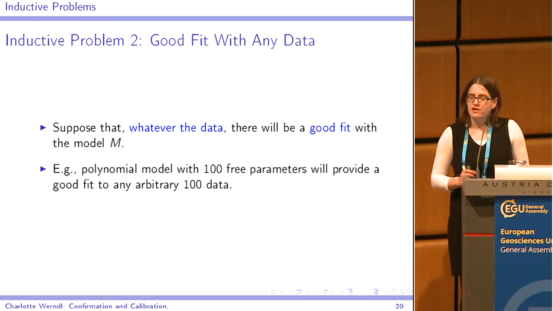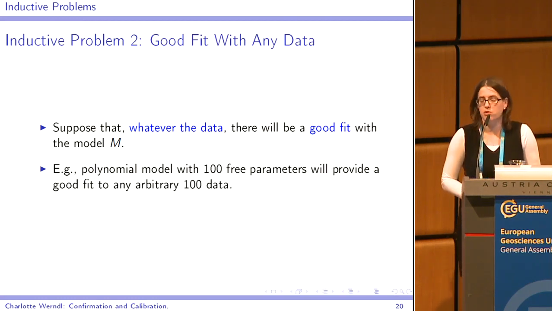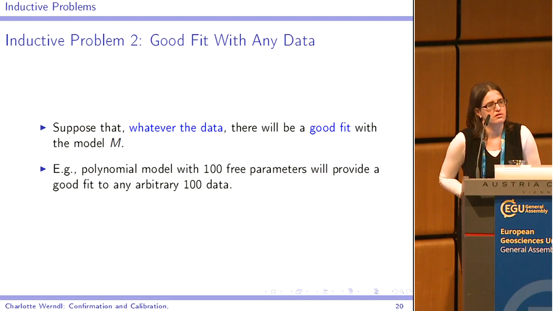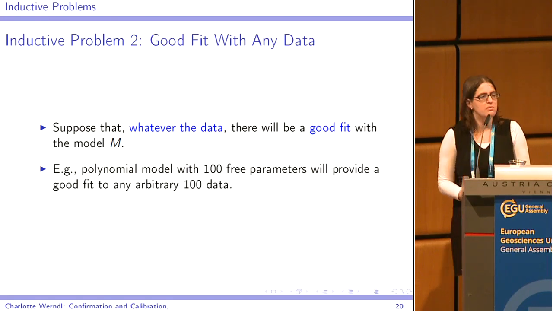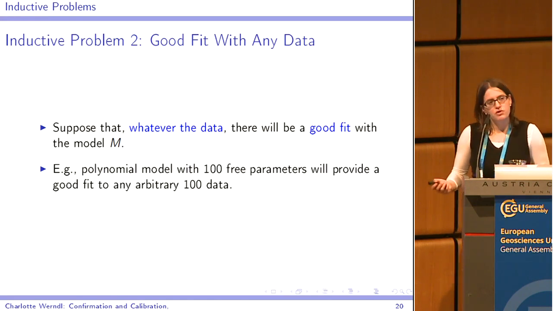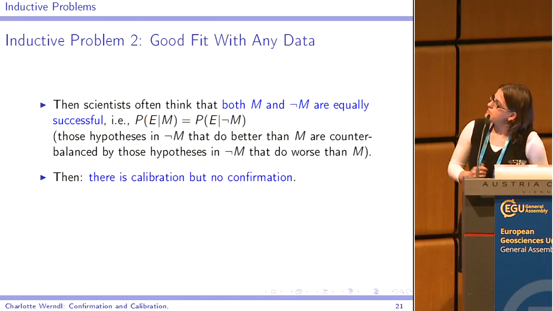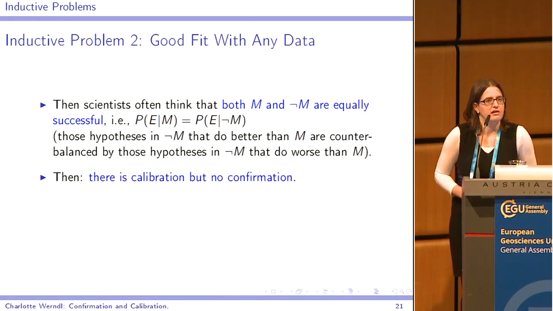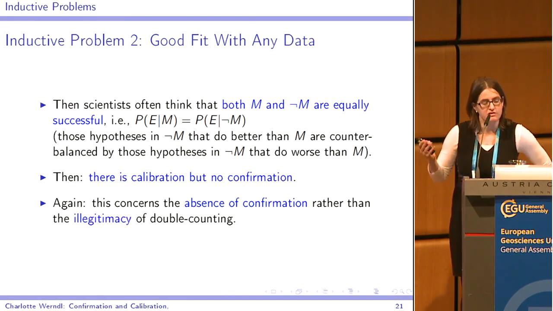And then a second problem, which I think is more specifically often confused with the problem of double counting, is the idea that if you have a model where, whatever the data, there will always be a good fit, that's trivial, isn't it? If in a polynomial model, for instance, with 100 free parameters, they will provide a good fit to any arbitrary 100 data points. So you use them for estimation, and then of course you don't want to say that the model is confirmed because it's entirely trivial. And of course we would agree to that. In this case, from a Bayesian perspective, you would say that M and the complement of M are both equally successful. You calibrate, there's estimation, but there is no confirmation in this case because it's trivial. And that's an important special case of where you simply have calibration and absence of confirmation.